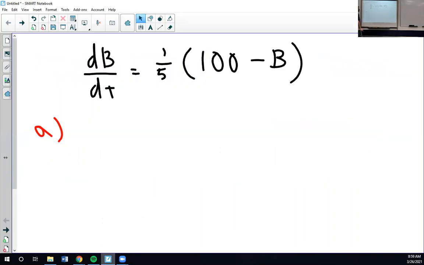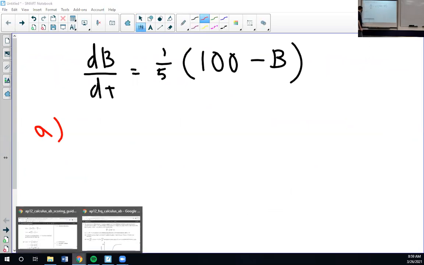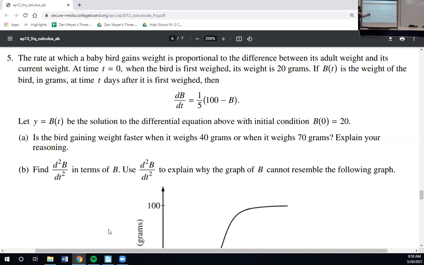So let's talk through here. Part A. We are being asked in part A to compare when the weight is 40 and when the weight is 70. And is the bird gaining weight faster when we're at 40 or when we're at 70?